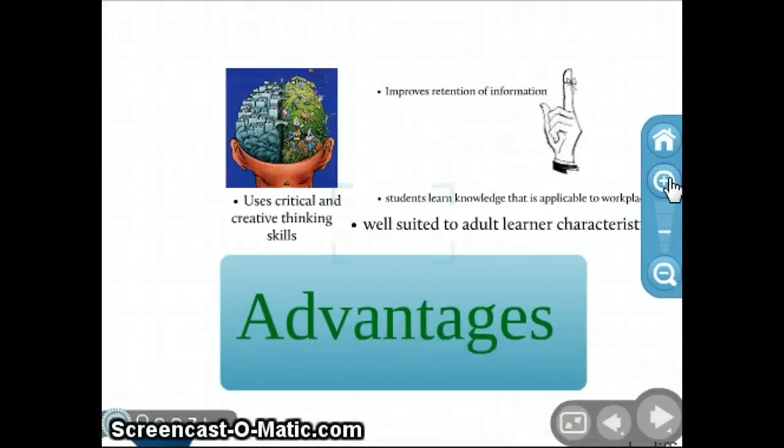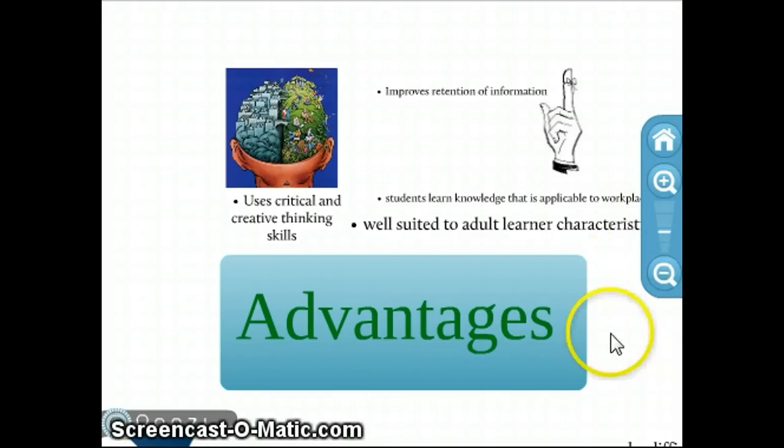Let's talk about some of the advantages to this strategy. For one thing, it improves the retention of information. Applied knowledge is a lot more easily retained in long-term memory than is knowledge that's sort of temporarily crammed into your short-term memory. As well, students learn knowledge that is applicable to the workplace. They can really customize their projects to be quite relevant to their occupations and skills.